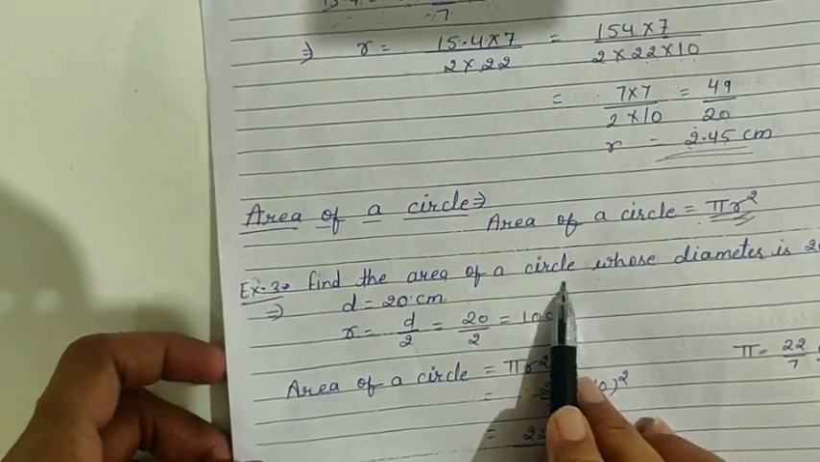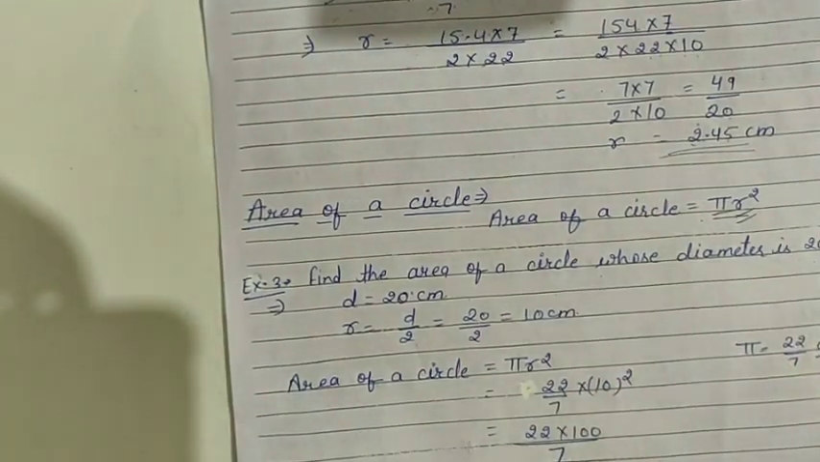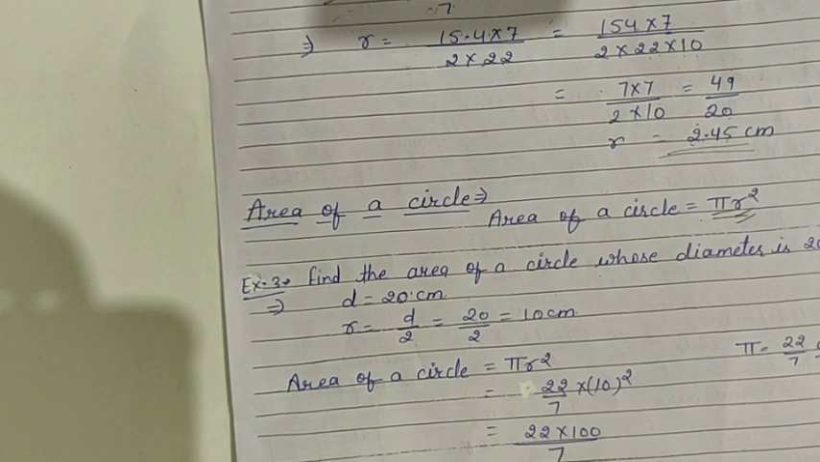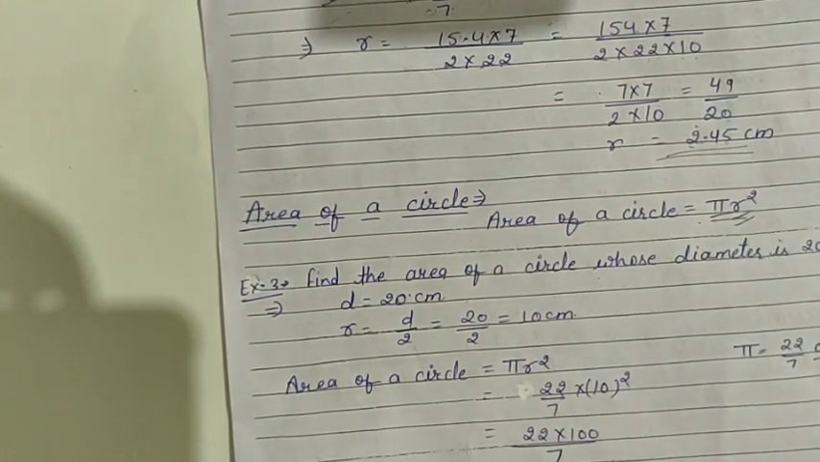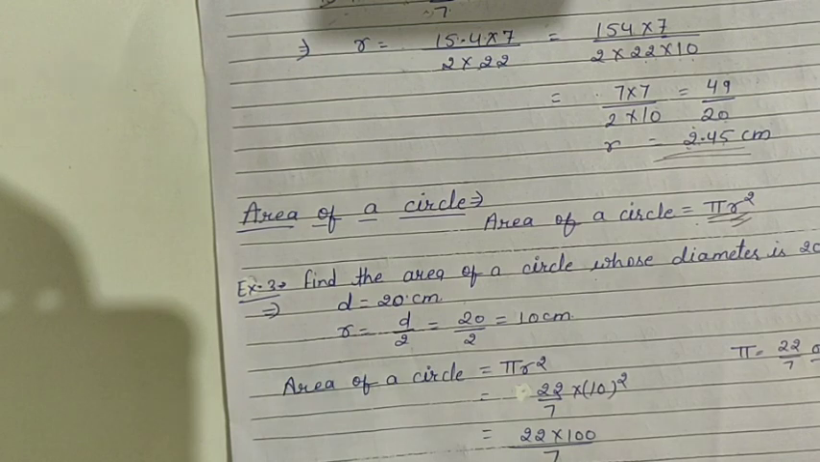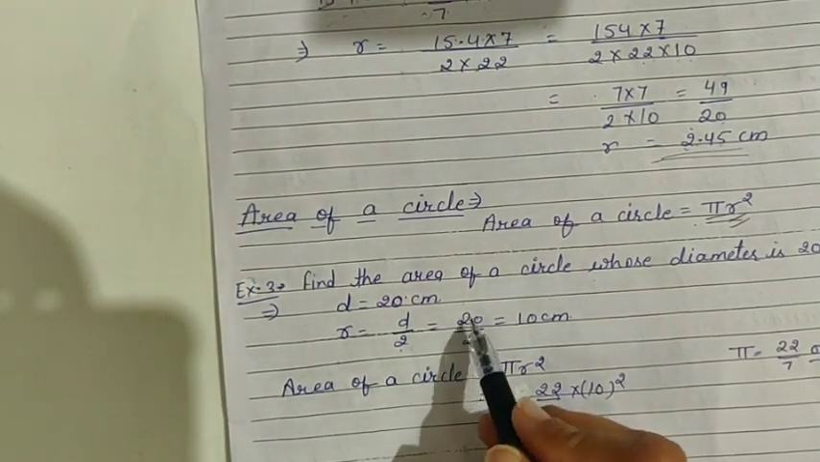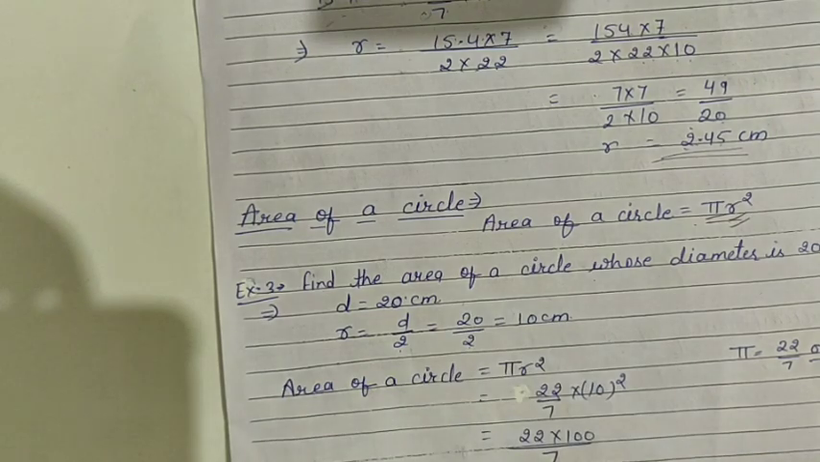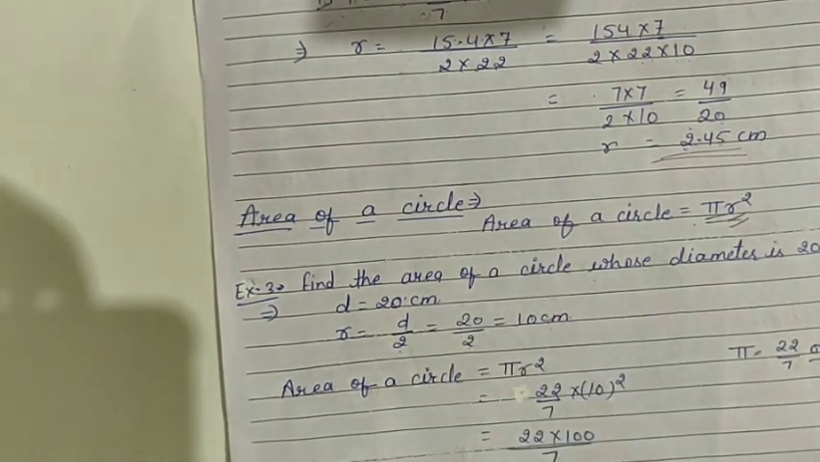Find the area of a circle whose diameter is 20 centimeter. We have to find the area of a circle whose diameter is given. So firstly we have to find the value of radius. If diameter is 20 centimeter, then diameter is double of radius and radius is half of diameter. So radius is diameter upon 2, which is 20 upon 2, which is equal to 10 centimeter. So the radius of this circle is 10 centimeter.